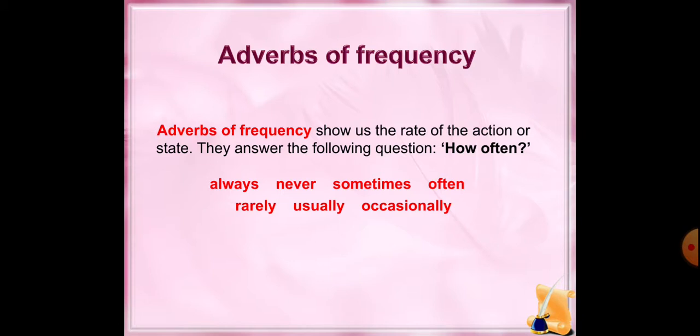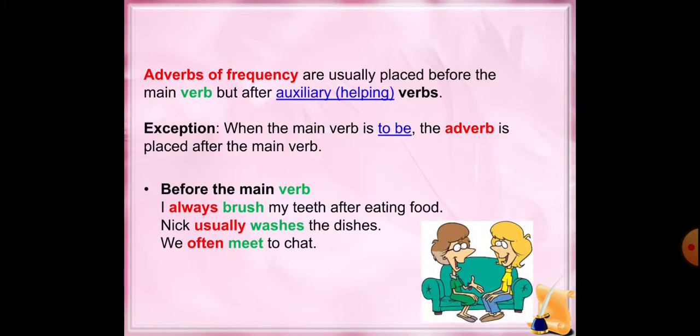Adverbs of frequency. Adverbs of frequency show us the rate of the action or state, and they answer the following question: how often? For example, always, never, sometimes, often, rarely, usually, and occasionally. Adverbs of frequency are usually placed before the main verb, but after auxiliary or helping verbs. Exception: when the main verb is "to be", the adverb is placed after the main verb.